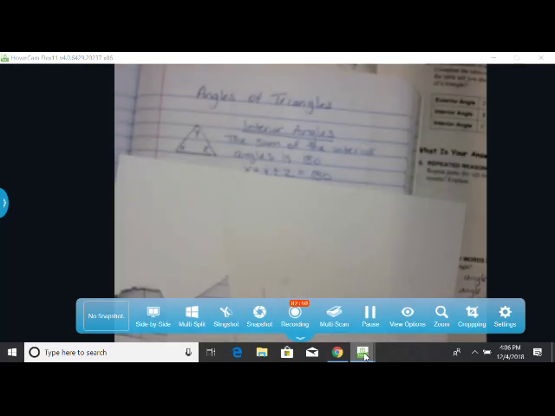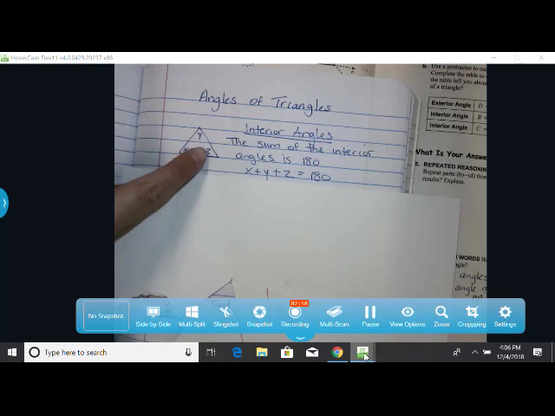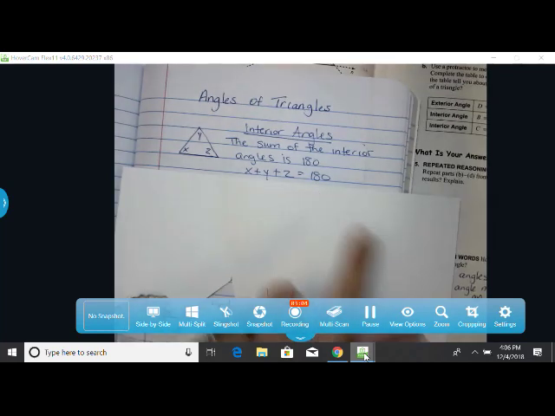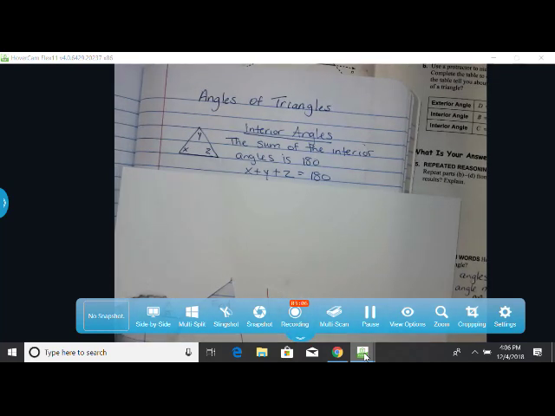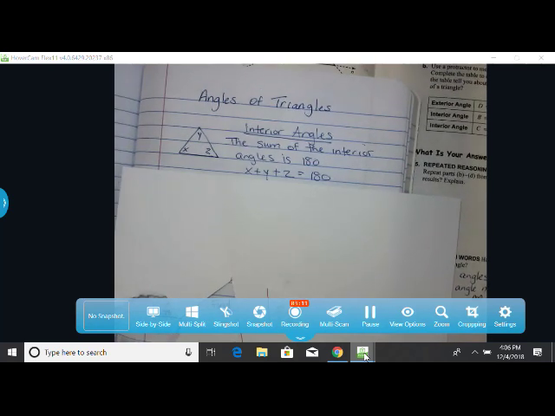First of all, the sum of the interior angles of a triangle, meaning the angles inside added together, is 180 degrees. X plus Y plus Z is 180 degrees. If I take all three inside angles, add them up, I get 180. That works with any kind of triangle.